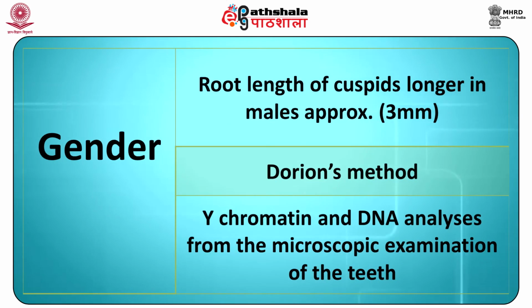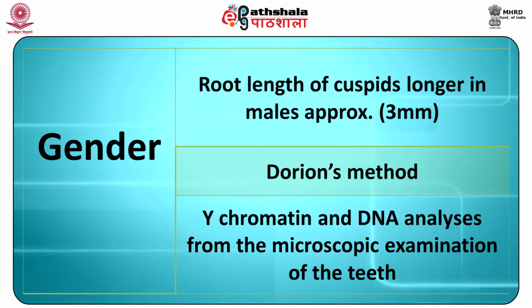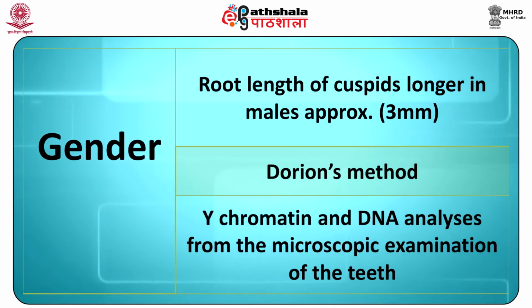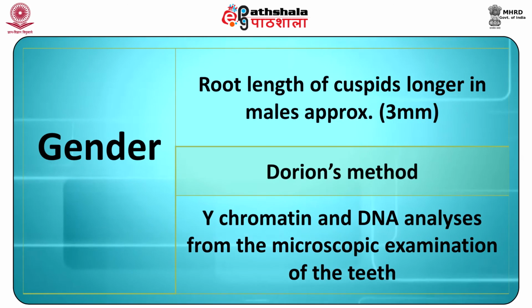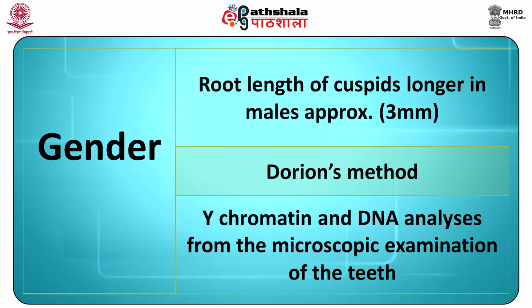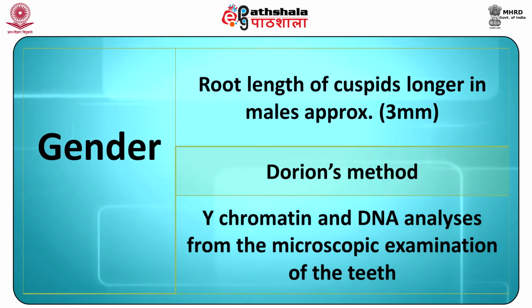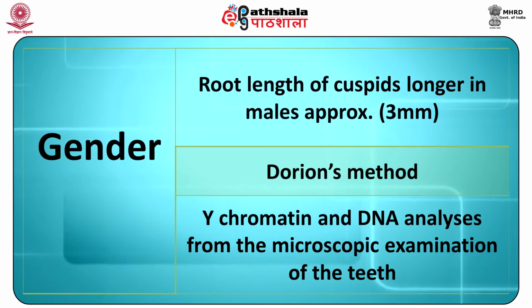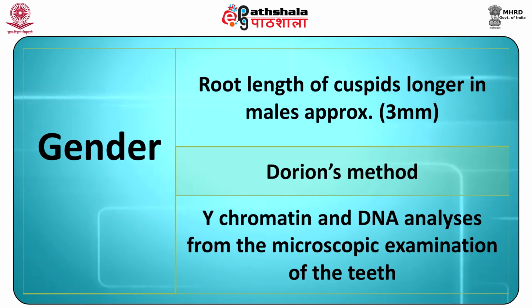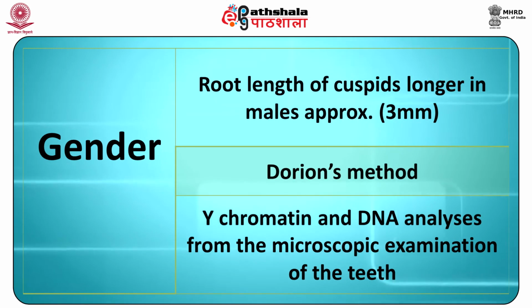Then gender also, with the help of teeth we can comment upon the gender as well when we talk about postmortem dental profiling. The root length of the cuspids is longer in males, approximately 3 mm as compared to females. And Dorian's method is there by which we can differentiate male and female teeth. The Y chromatin and DNA analysis from the microscopic examination of the teeth can also be done when we say whether it's a male or female.